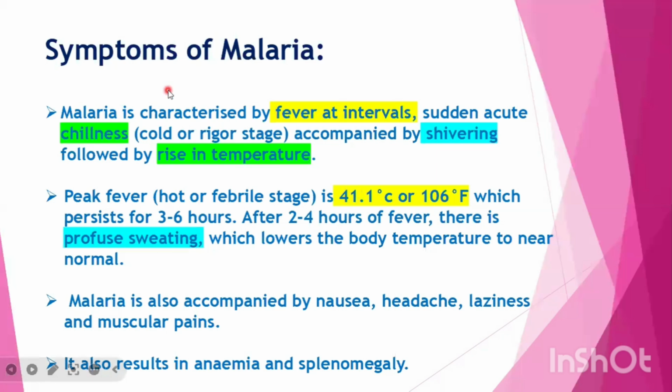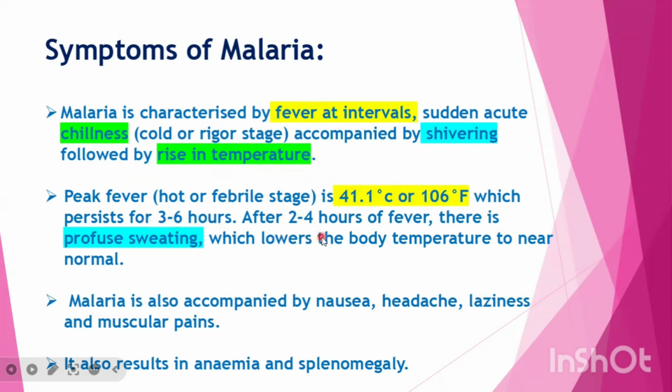Now, students, let us see what are the symptoms of malaria. So, here you can see malaria is characterized by fever at intervals. Here, sudden acute chillness resulted, which is accompanied by shivering and followed by rise in temperature. Here, temperature rises at peak, that is 41.1 degrees Celsius, or you can say 106 degree Fahrenheit, and it persists for 3 to 6 hours.